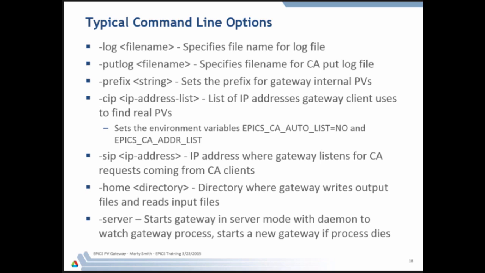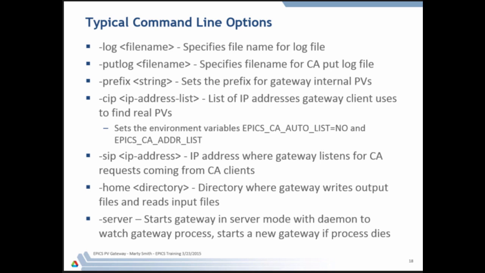So here's some typical command line options that you can use. You use the -log and a file name, the -putlog and a file name. I use nice names like gateway.log and gateway.putlog, just so I know what the different files are. The -prefix and then some string actually sets the prefix for the PV gateway internal process variables.